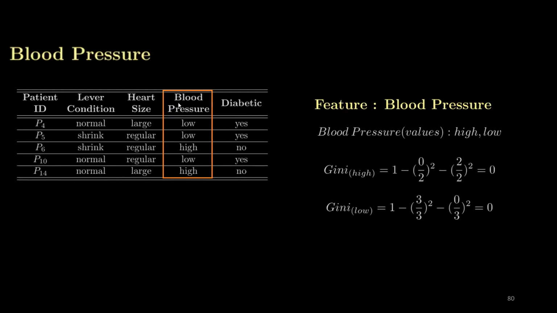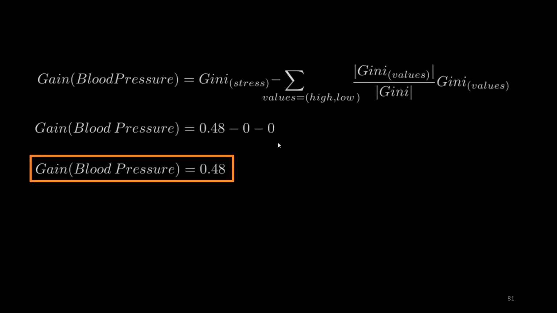The final step is to find the Gini values for the blood pressure feature. It has 2 values, high and low. So the Gini value of both is 0. Why both are 0? Because if we see high, it is classified. It appears 2 times, both times with the label no. If we see low, it appears 3 times and every time with the label yes. So their classification has been finalized. Therefore, their Gini values are 0. So if the Gini values are 0, their weighted values are also 0. So if you subtract it from the whole dataset value, you will get 0.48.